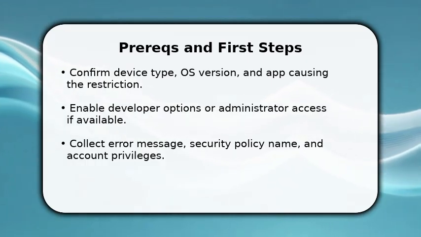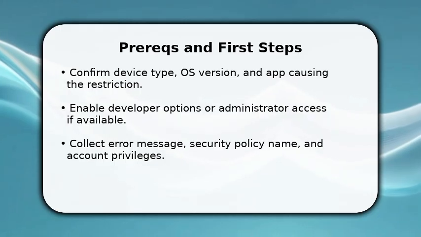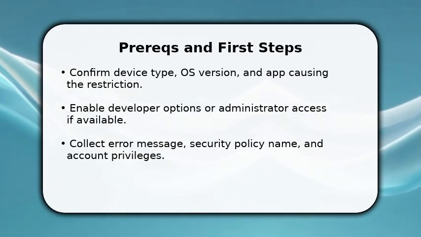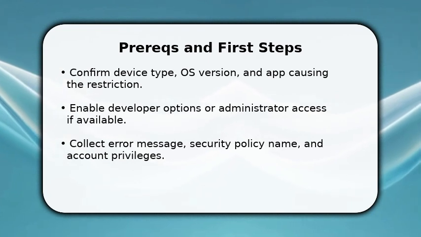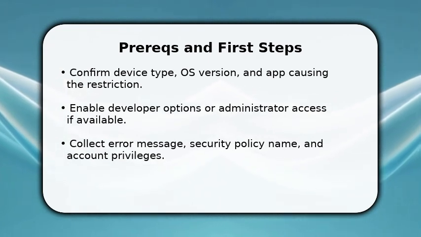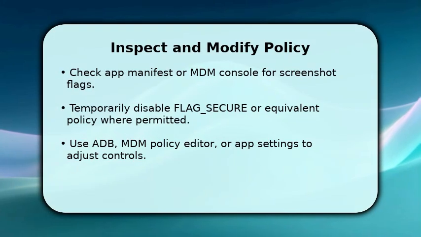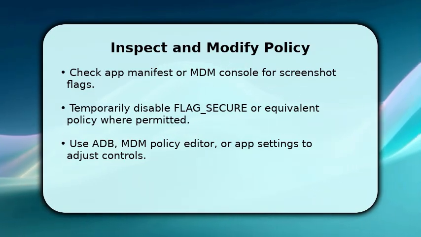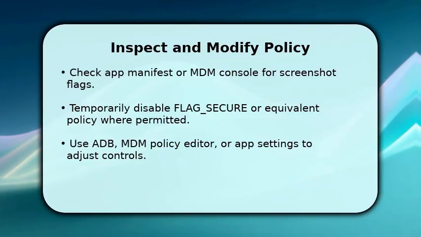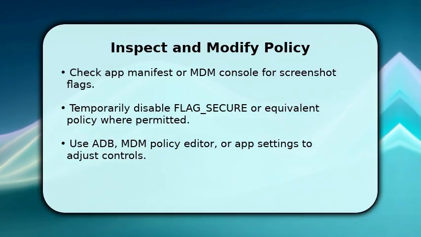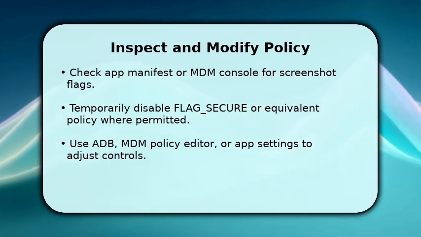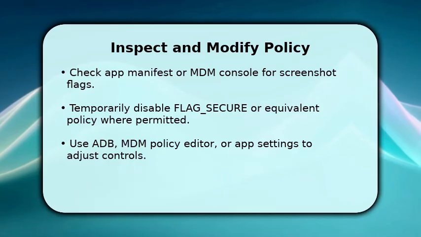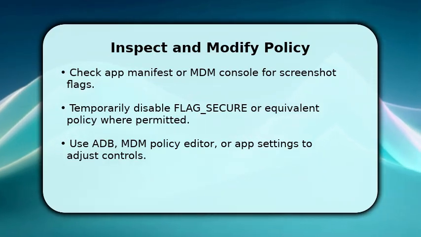Once done, make sure you have a backup of settings and a secondary account if changes lock you out, because reversing policies may require credentials. You now inspect the mechanism enforcing the block: app flags, mobile device management rules, or OS-level restrictions. If it's an app flag like FLAG_SECURE on Android and you control the app, remove or conditionally disable it. If managed by MDM, edit the policy in the console to permit screenshots for your user or device group.